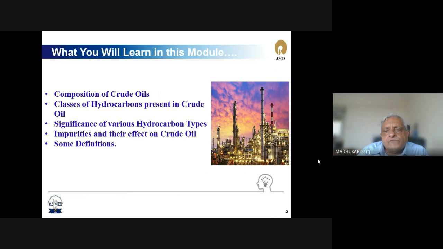composition, what are the various hydrocarbons which are present in crude oil, and what is the significance of these hydrocarbons? How are they useful to us and how are they not useful to us? Both ways. And then impurities and their effect on crude oil. This is very important for us in the refining industry to understand, what are the impurities. And we'll get into very great detail in this as we go along in the course.